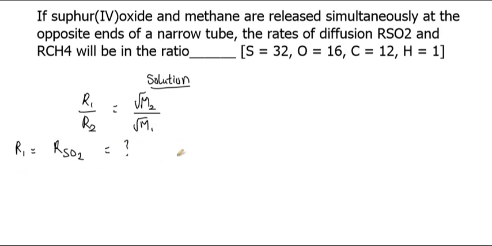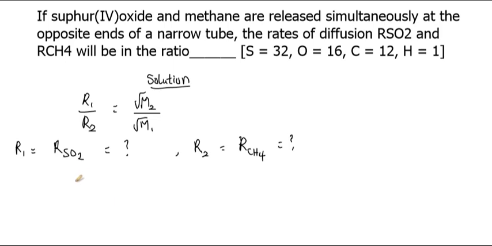For R2, I have the rate of diffusion of the second gas, which is methane, so RCH4. The rate of diffusion of methane is not given as well. In the question, we have been asked to calculate the ratio of the rate of diffusion of SO2 to that of CH4, that is the ratio of R1 to R2. To get that, we need to calculate the molecular mass of the gases respectively.